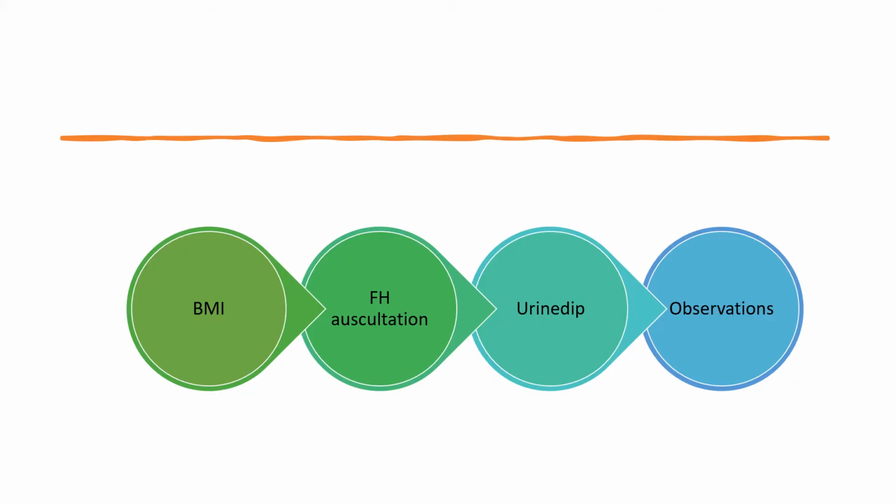You then want to find out about the patient's BMI, and whether they've had a fetal heart auscultation, whether it's with a CTG or not. A urine dipstick test gives us lots of important information in the pregnancy, like, for example, presence of proteinuria or any signs of urine infection, like nitrites and leukocytes. And then the observations of the patient, things like the blood pressure, the heart rate, the temperature, the respiratory rate, all help in making a management plan.